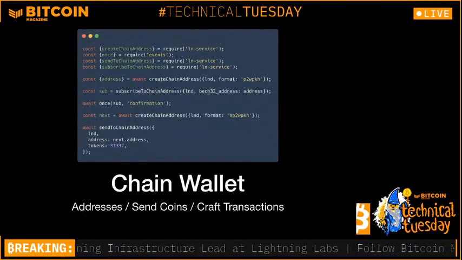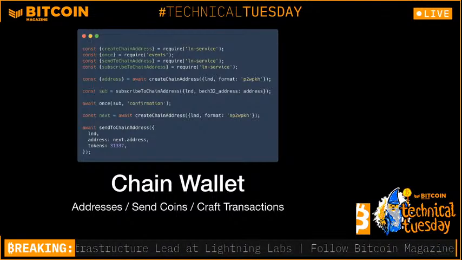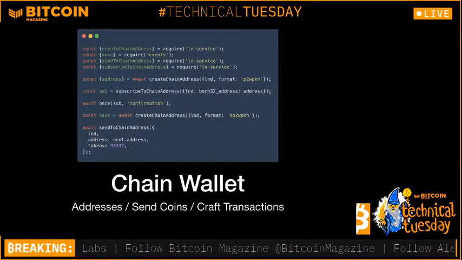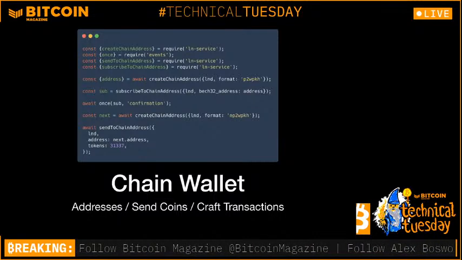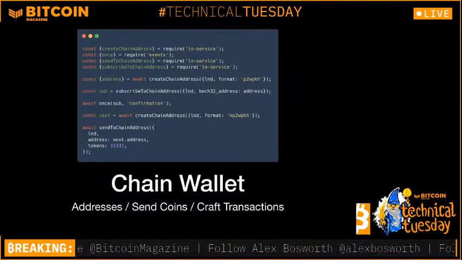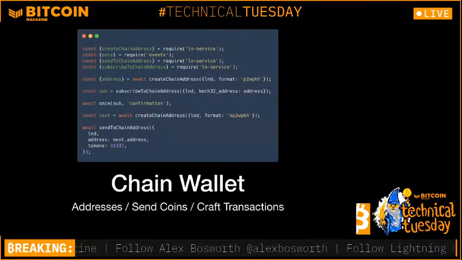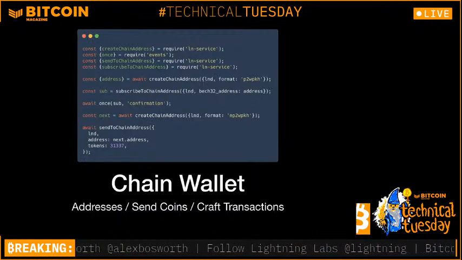So let's say that you have created your wallet, or you are starting out with Lightning. The first thing that you really need to do is to think about actually not Lightning at all. You need to think about chain. LND has a lot of different chain APIs. So you can create chain addresses. You can send to an address. You can send to multiple addresses. You can create nested addresses.